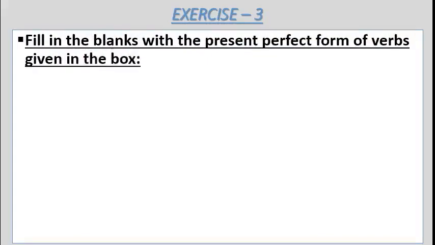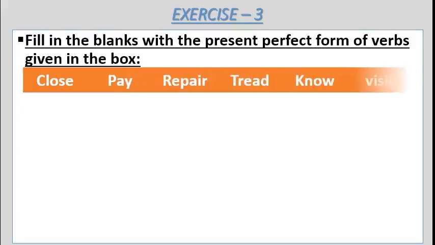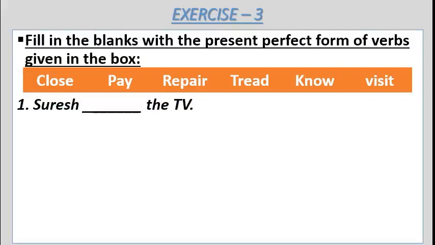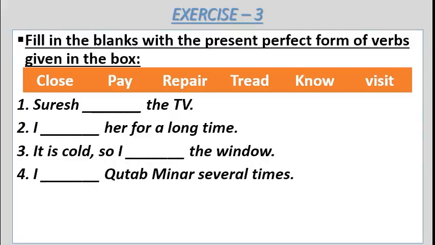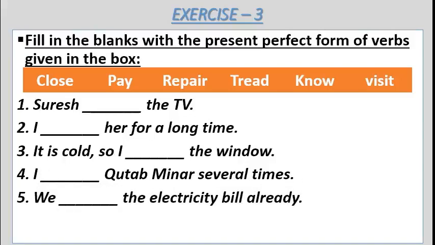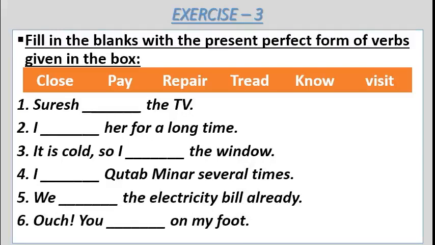Exercise number 3. Fill in the blanks with the present perfect form of verbs given in the box: close, pay, repair, tread, know, visit. Number 1. Suresh dash the TV. Number 2. I dash her for a long time. Number 3. It is cool, so I dash the window. Number 4. I dash Qutub Minar several times. Number 5. We dash the electricity bill already. Number 6. Ouch! You dash on my foot.